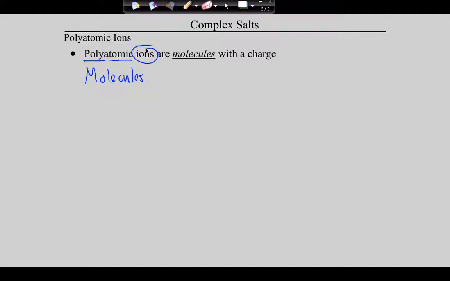So what we're talking about are ions or molecules that have a charge, polyatomic ions. And some of you may be thinking to yourself, wait a second, we've seen these before. As a matter of fact, you have. You may remember from several units ago, and even the previous unit, when we drew the Lewis dot structures for molecules with a charge, ions, we put them in brackets.